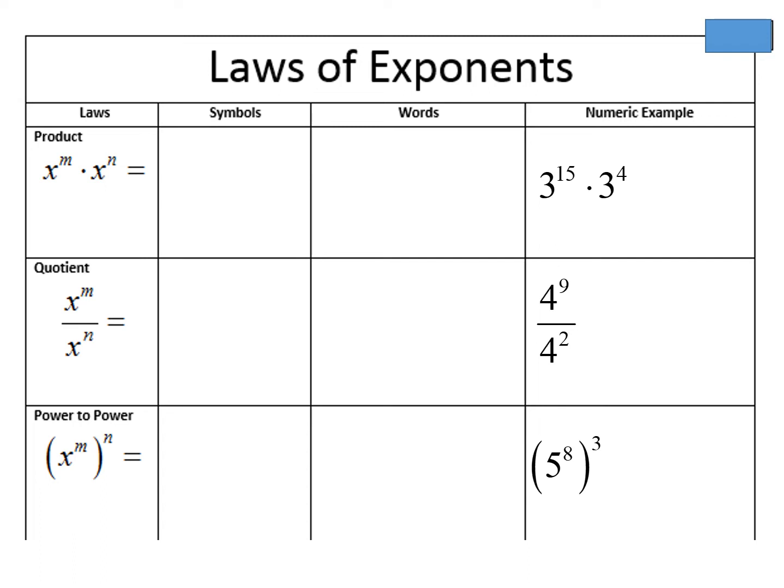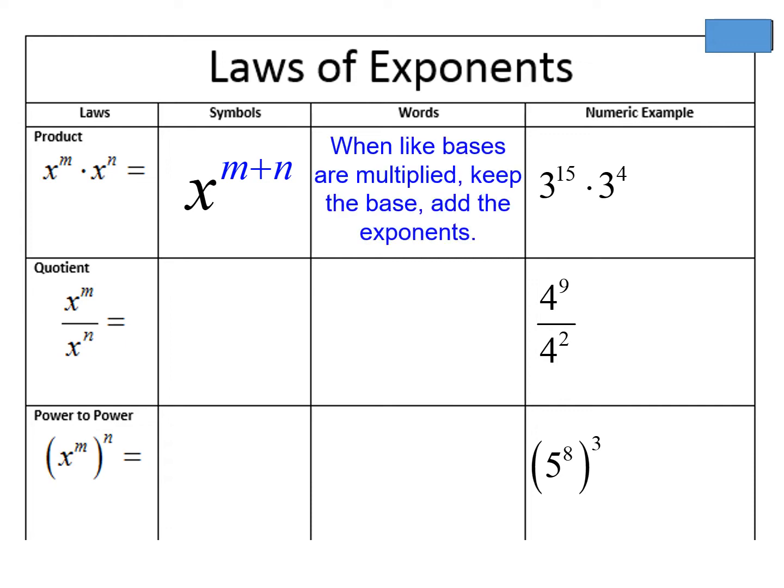Today we're going to talk about the laws of exponents. So if we have x to the m times x to the n, when we have like bases, we add the exponents. So look at our numeric example. We have like bases. The bases are 3. We're multiplying 3 to the 15th times 3 to the 4th. So we add the exponents, and that gives us 3 to the 19th power.